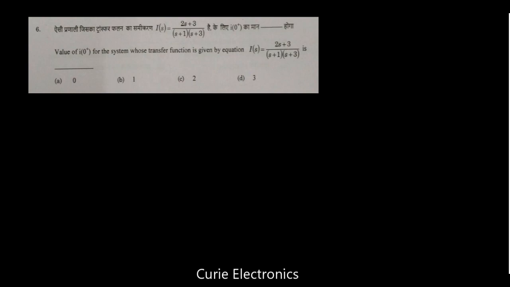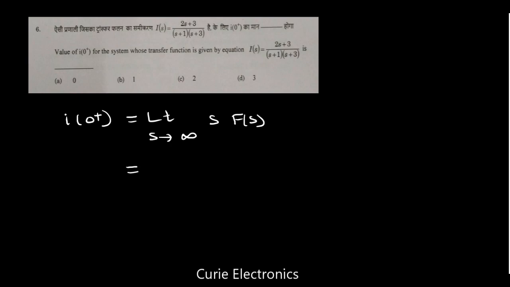Value of i(0+) for the system whose transfer function is given by the equation I(s) equal to (2s plus 3) upon (s plus 1)(s plus 3). So this one is based on the initial value theorem. So this can be solved. i(0+) equal to limit s tends to infinity s F(s). This is the initial value theorem.